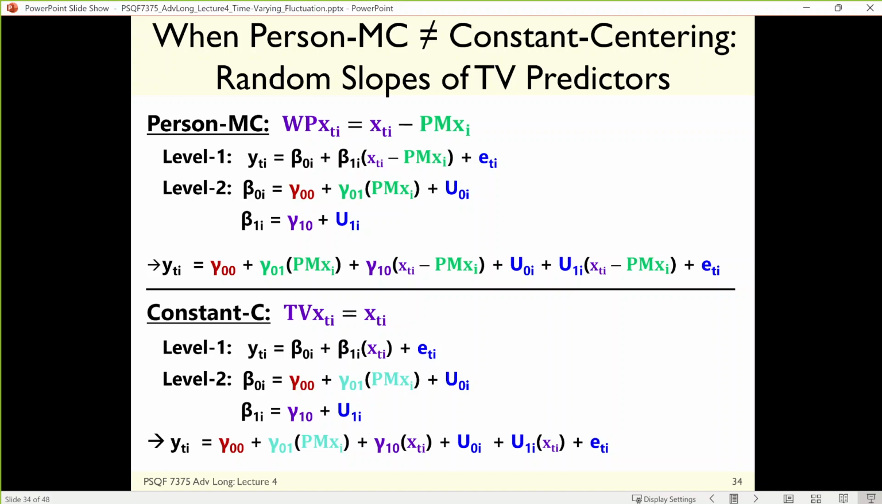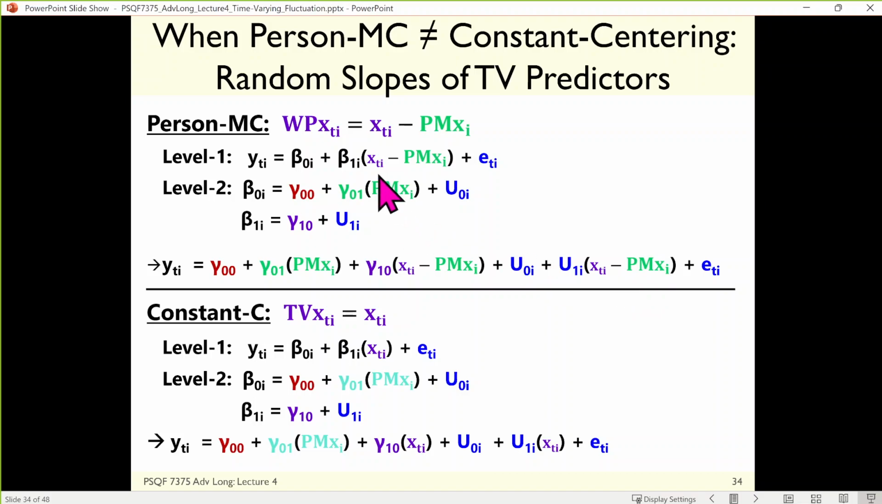That seems fine. But now the question is, what variable is my random slope going to multiply? In the person mean-centered model, I have my U1 term here. If I do the math to fill in the placeholders, I have my U1 term multiplying original x minus the person mean. So the U1 random slope is only applying to the within person part of my time varying predictor, because that's how I set it up.